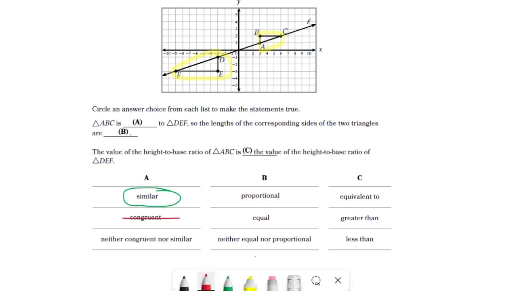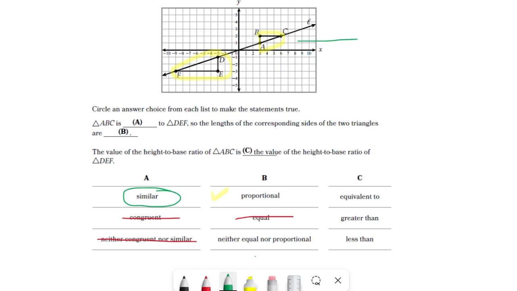It says ABC and DEF are similar, so the lengths of the corresponding sides of the two triangles are either proportional, equal, or neither equal or proportional. Now, equal would mean that they are exactly the same, and since we know they're not congruent, it can't be equal. So we're going to eliminate equal. And then proportional just means that they change at the same rate.